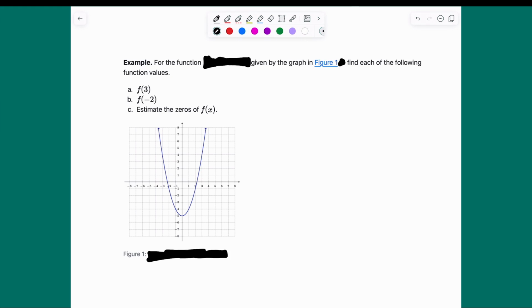Okay, so for this example, we're asked for the function given by the graph in figure 1, find each of the following function values. So f of 3, f of negative 2, and then we're asked to estimate the zeros of f of x. Okay, so f of 3 means we have an input of 3, and we want to know what the output is.